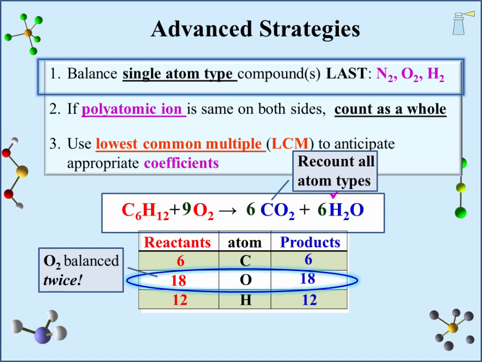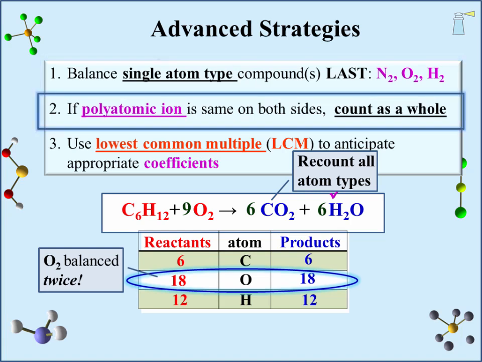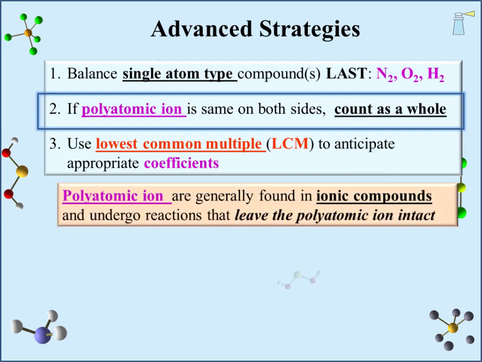So too is the second strategy of counting polyatomic ions as a single entity in the tally. Of course, circumstances have to be right. The reason this strategy often works is that a polyatomic ion is generally found in an ionic compound and undergoes reactions that leave the polyatomic ion intact. Since it stays in one piece, the polyatomic ion can be counted in the tally like the atom types are.